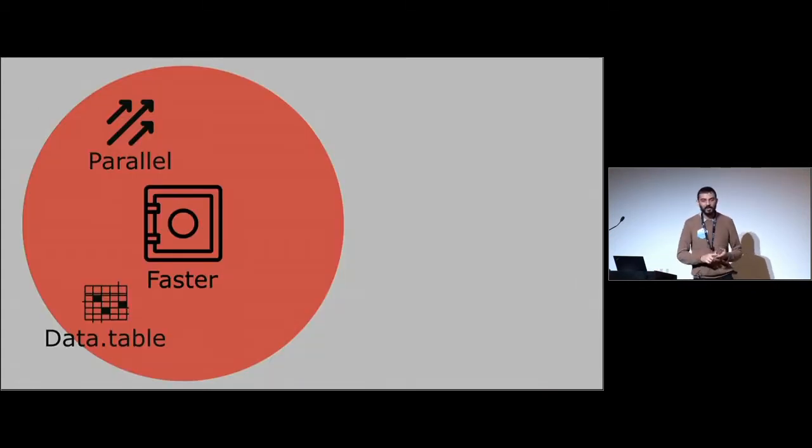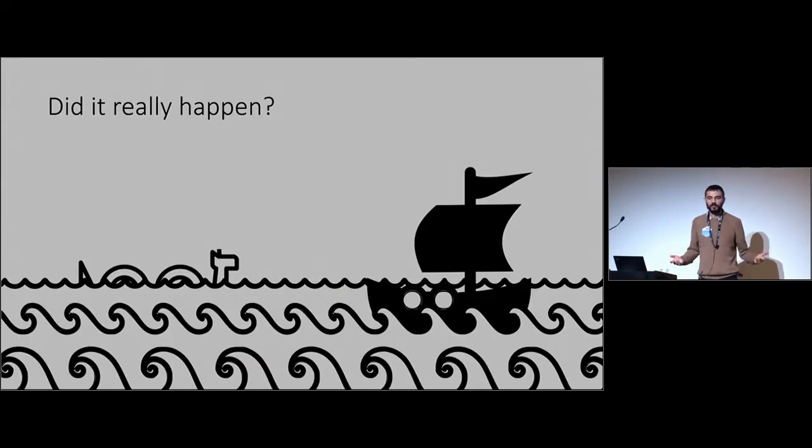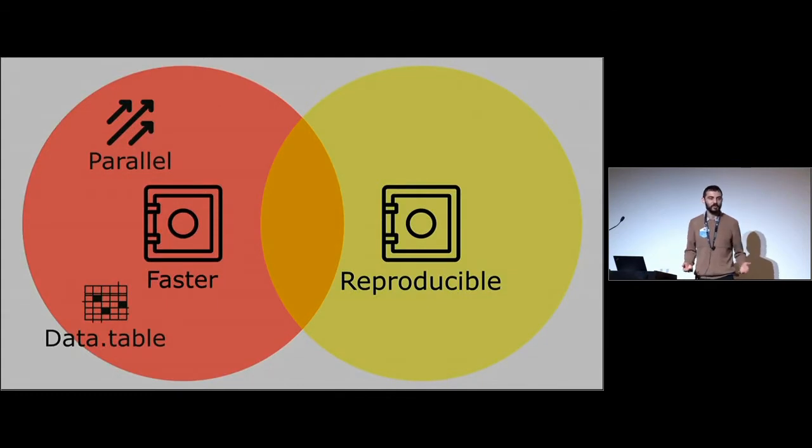So, making your code run faster if you've got a supercomputer, running it in parallel, running it on data table for the really hard problems, well, that's great. We're flying along, but out in the high seas, you see things. And you're not even sure if you saw it yourself. How do I go back and convince everyone else that I've got some real results, that I actually saw something in my data? Well, that's where reproducibility comes in.